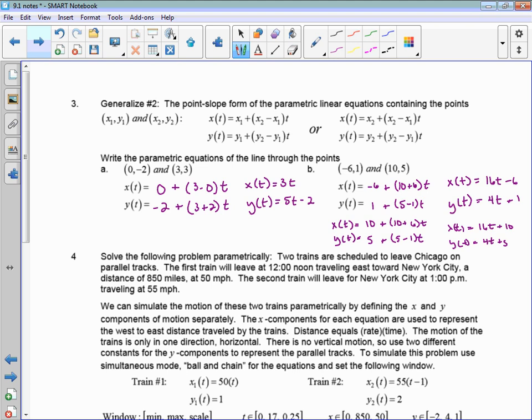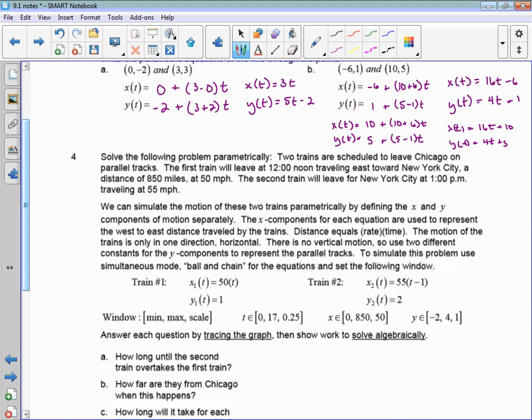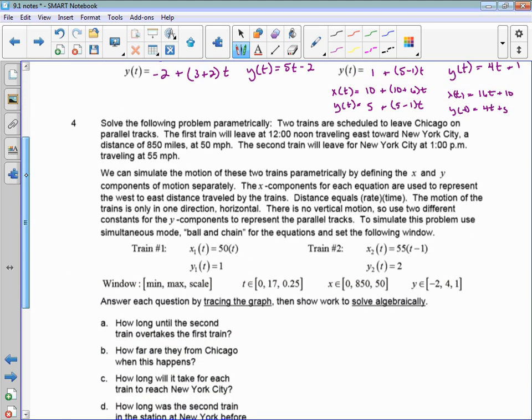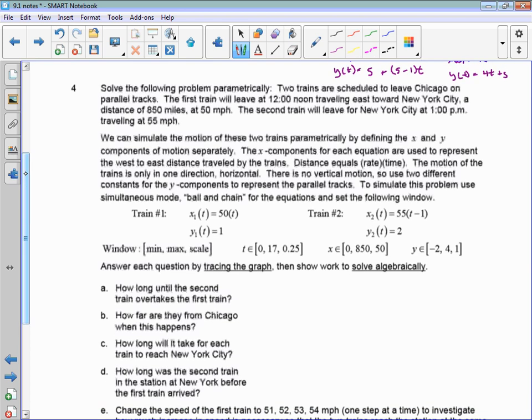Okay, and now we get a word problem. We get a classic 2 trains leaving 2 cities kind of problem. So, I'm going to give you a second here to read this. I don't feel like I need to read to you, so take a minute and read.